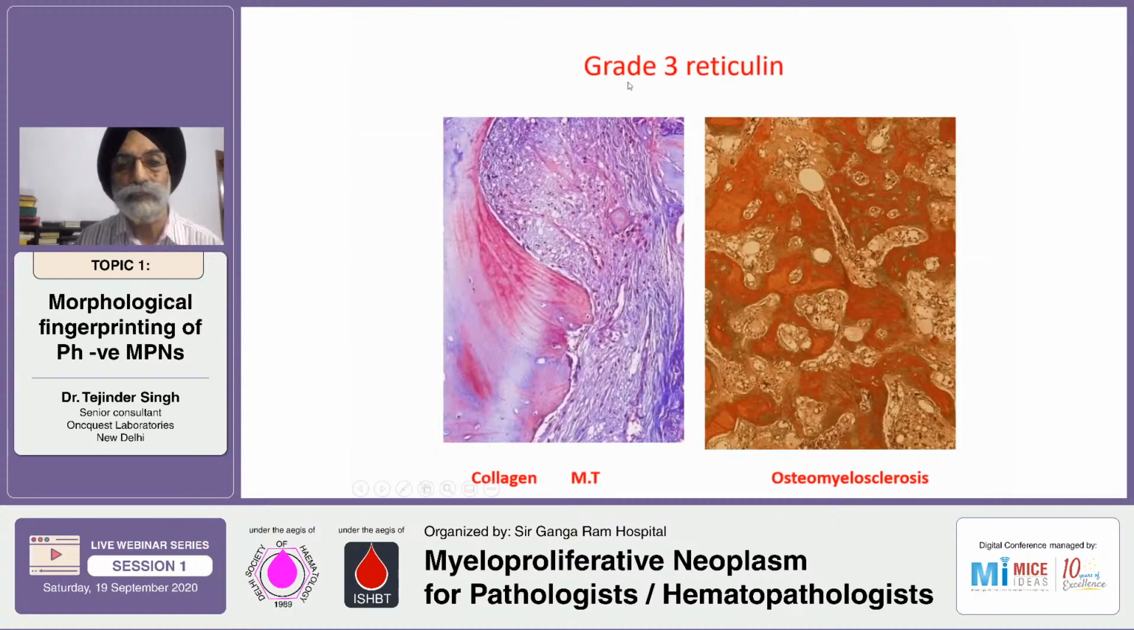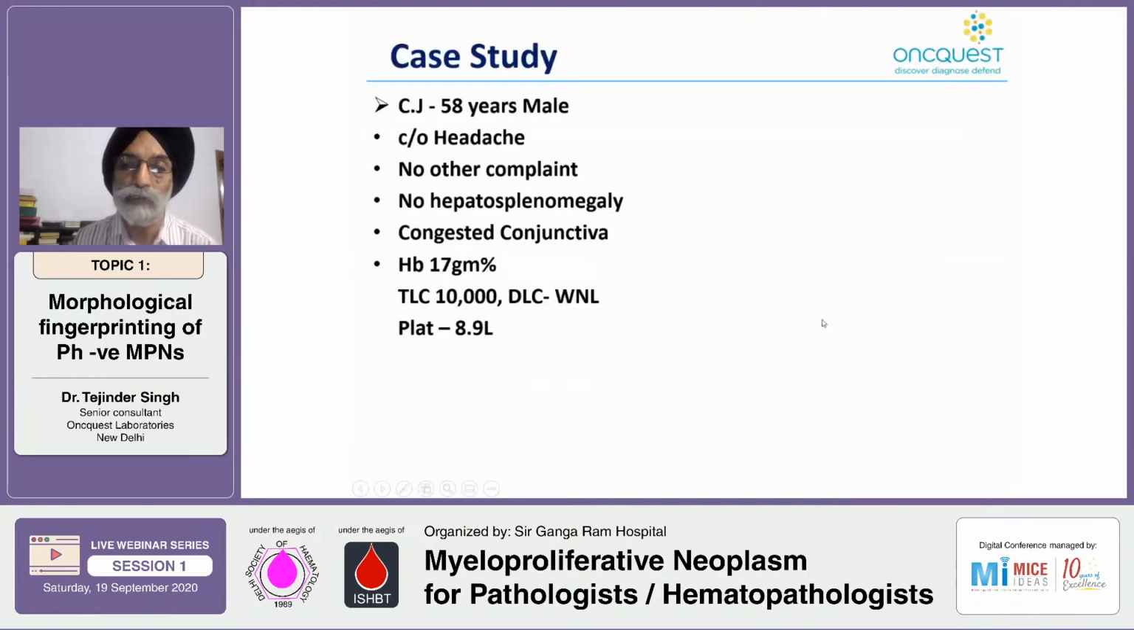Now, this is what happens: grade 3 reticulin, and you are finding that there is a collagen fibrosis. Masson's trichrome stain, the blue color, brings out that there is collagen fibrosis. And then we find here the bony trabeculae have become thickened. The marrow has undergone fibrosis. Now, this is what we label as osteomyelosclerosis. Now, we go on to a case study.